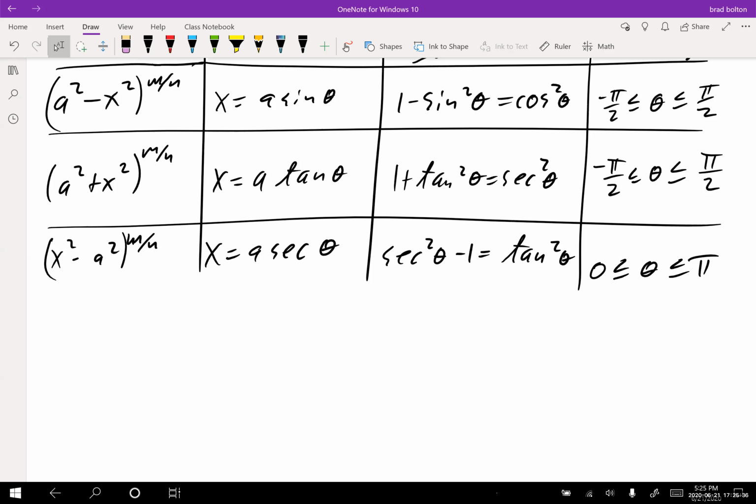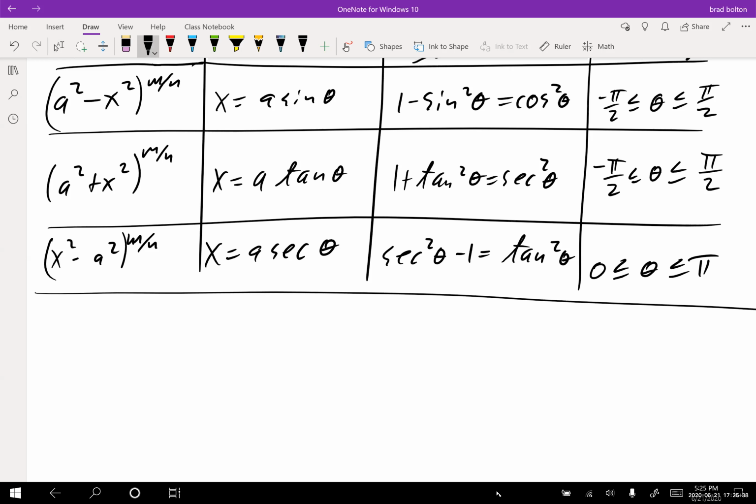Okay, so let's take a look at a problem. Let's go from 0 to 2 of 1 over 4 plus x squared dx. So let's take a look. Which one does this look like it matches? If we look here, this is 2 squared plus x squared, right? So this is a and this is x, right? So my a is worth 2, so we should be good on that.